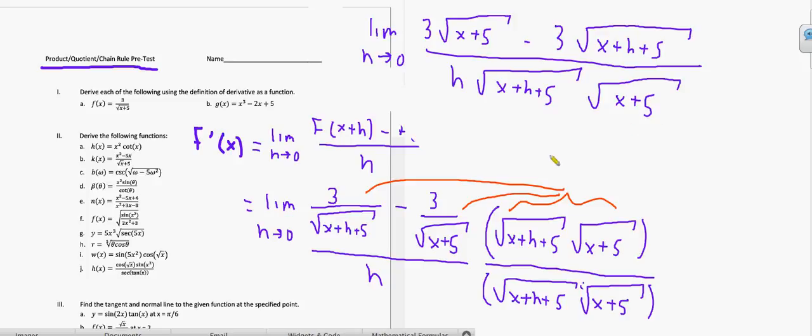That's okay. Now, we would like to cancel some things out here because this h has to get out of here. That's the problem. When you plug in 0 for h, everything turns into 0 over 0. So we need to get rid of some stuff.